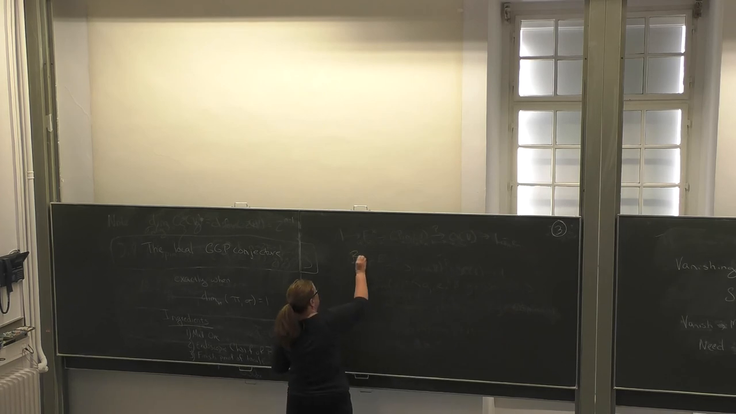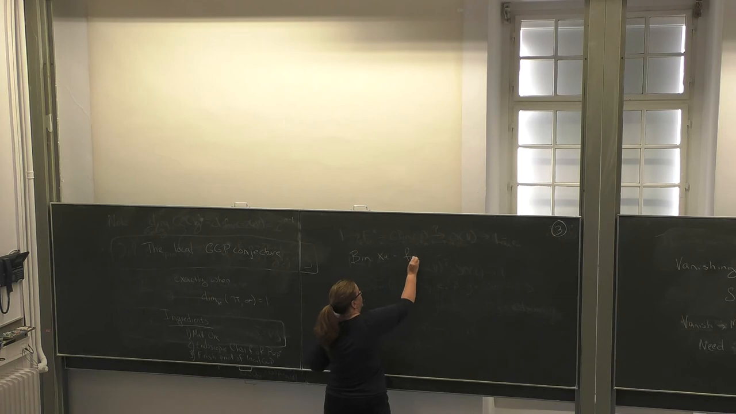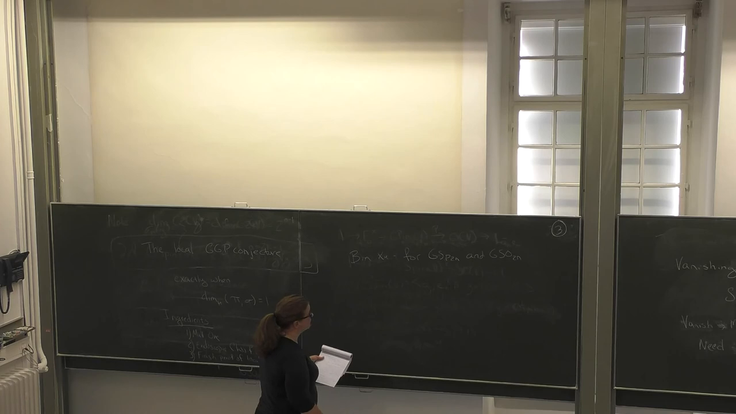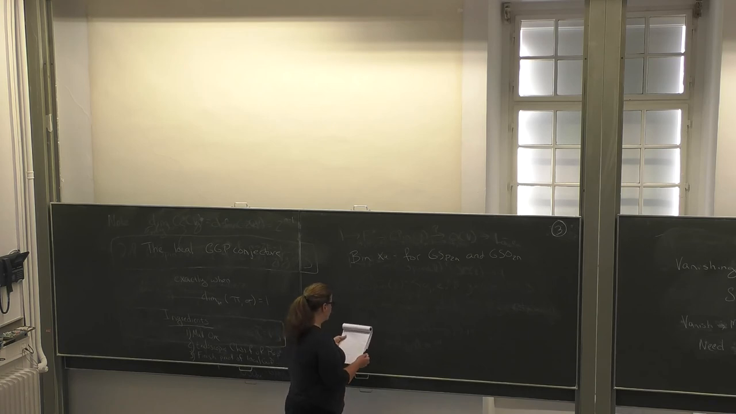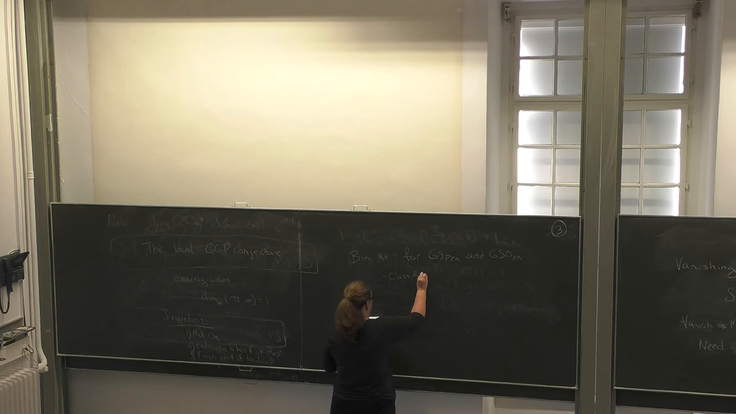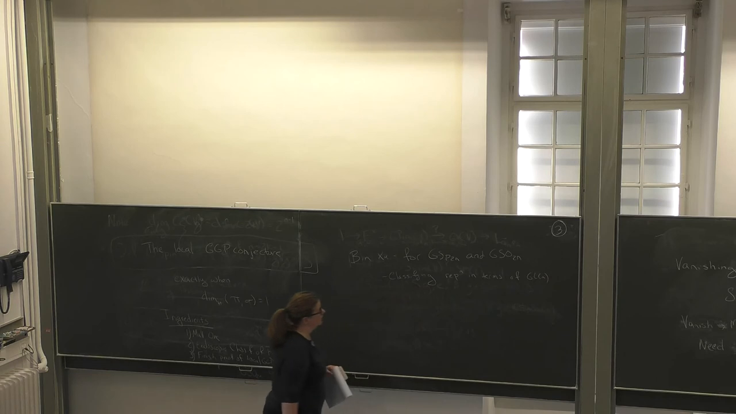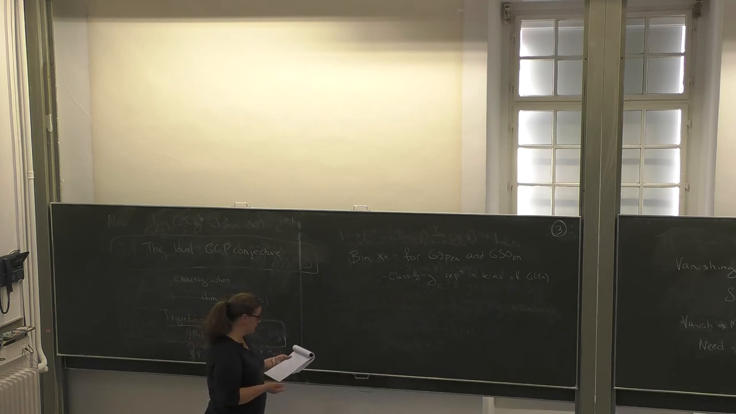So Bin Zhu worked on this for GSp2n and GSO2n. He didn't complete the endoscopic classification; as part of his thesis it was the local Langlands correspondence, sort of. There's some ambiguity. And then he's currently working on the global, Arthur's multiplicity formula. Basically, for GSp2n and GSO2n, he's classifying the representations in terms of GLn, because that's what Arthur's book does, right? He puts things in terms of the representations of GLn.